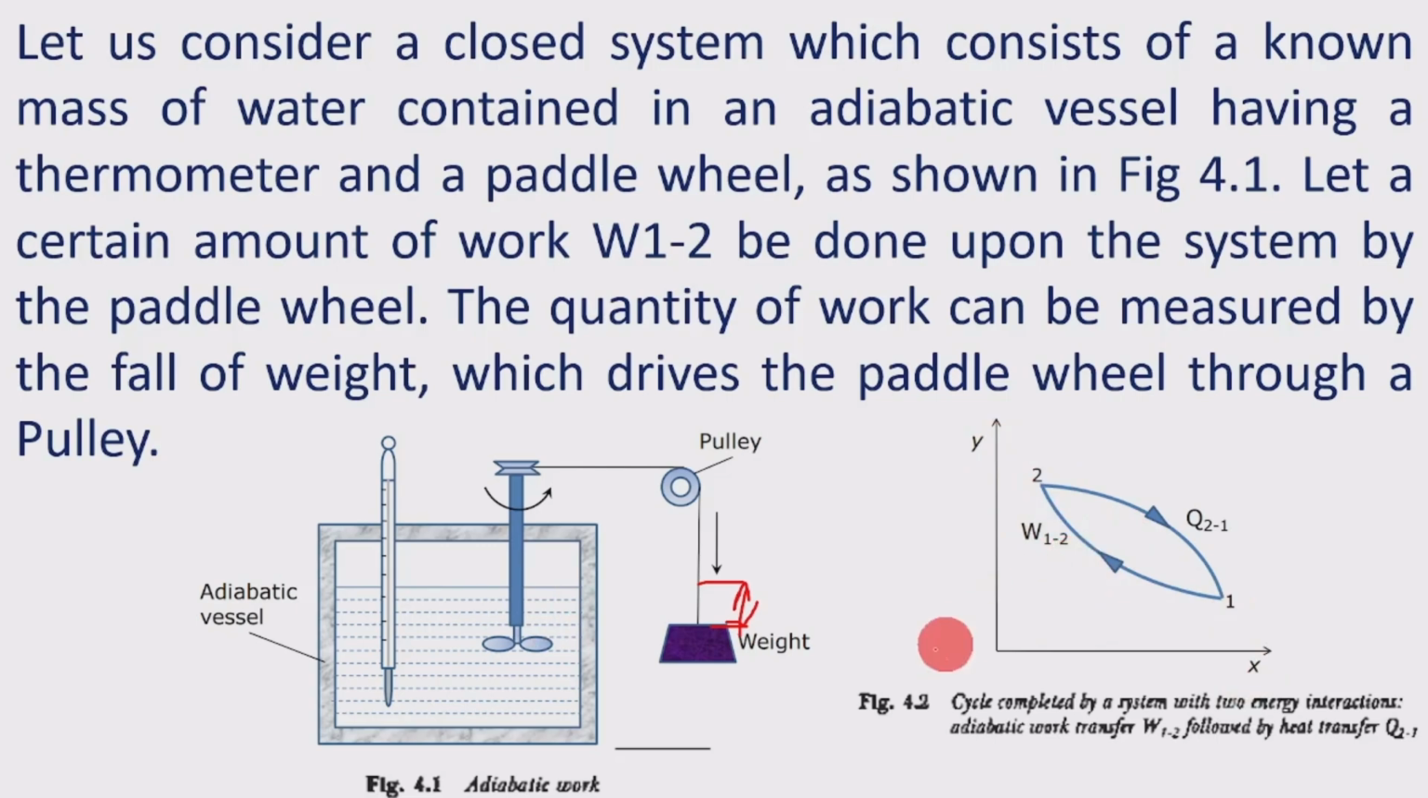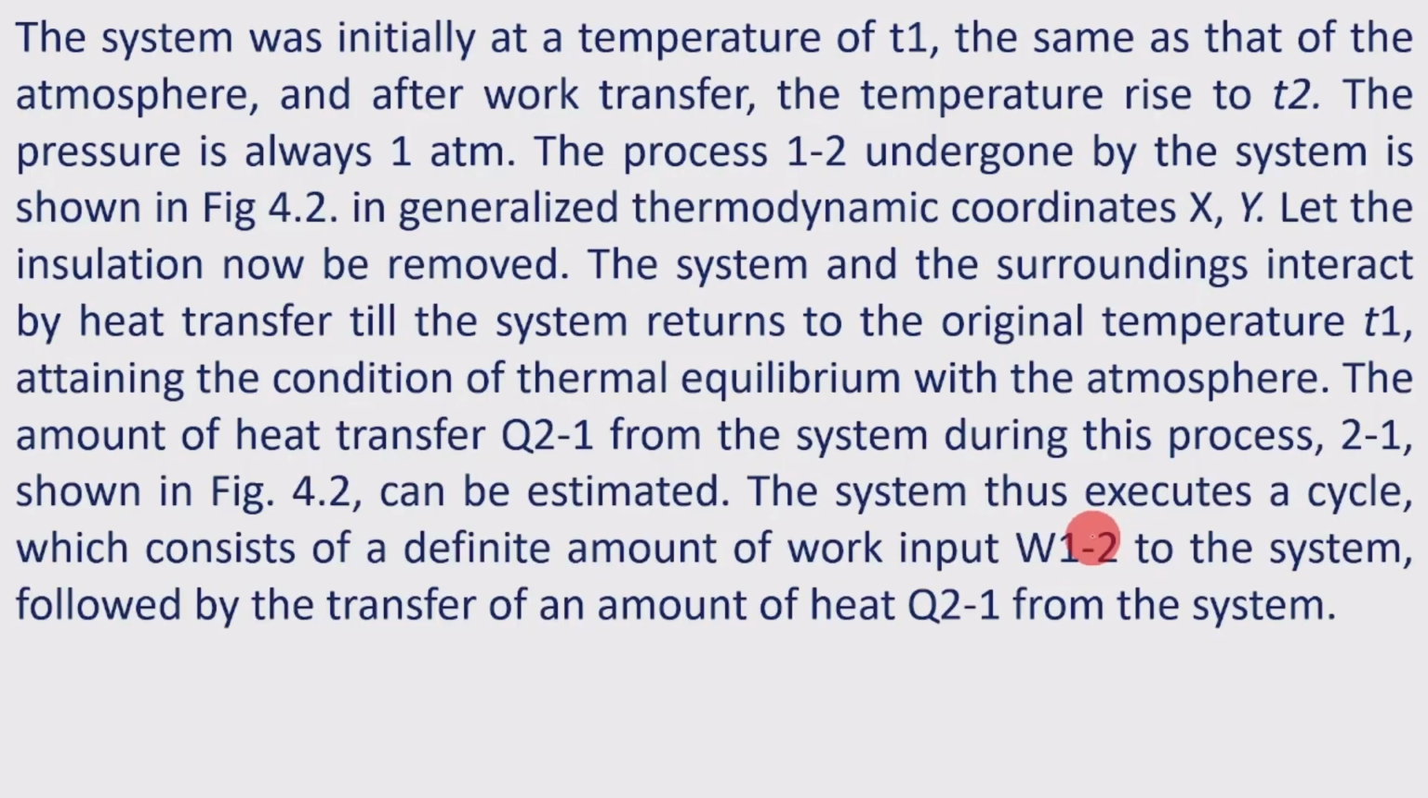If you remove this insulation, the adiabatic wall, then the initial temperature is T1. After the paddle wheel work, the temperature is increased to T2. Then when we remove this insulation, from the higher temperature to the lower temperature, heat will be transferred, and that is represented as Q2-1. That discussion we will take in the next slide.